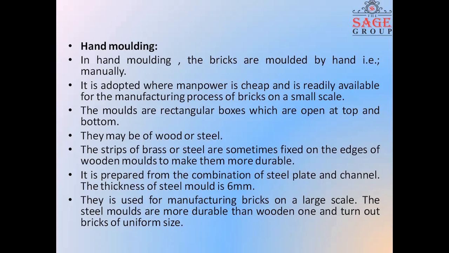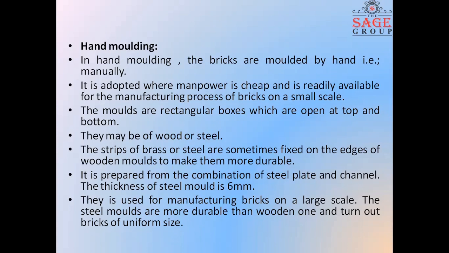The molds are rectangular boxes which are open at the top and the bottom. They may be made up of wood or steel, that is the molded shape or the mold. Strips of brass or steel are sometimes fixed on the edges of the wooden mold to make them more durable, because due to the continuous contact with moisture, the wood decays and loses its strength or its shape.